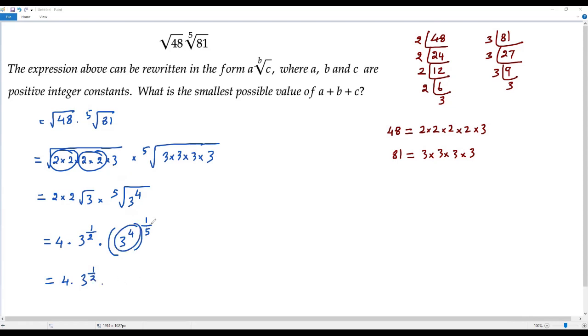Here a power is raised to another power. Whenever a power is raised to another power, we can multiply the two exponents using the power of a power rule. When I multiply the two exponents over here, this 4 and 1/5, I am getting 4/5. Let me write over here.